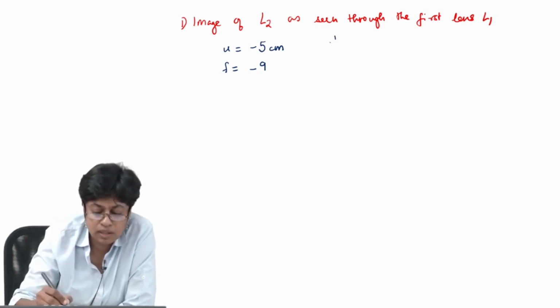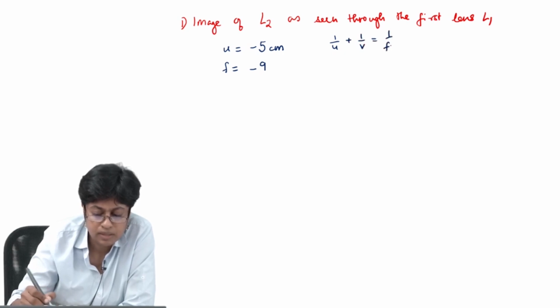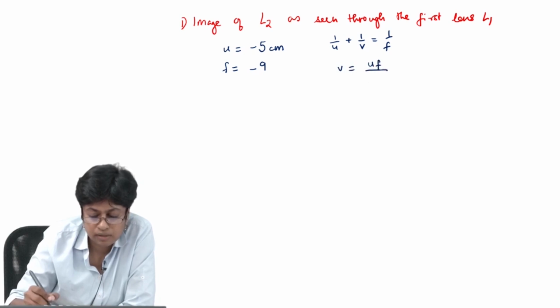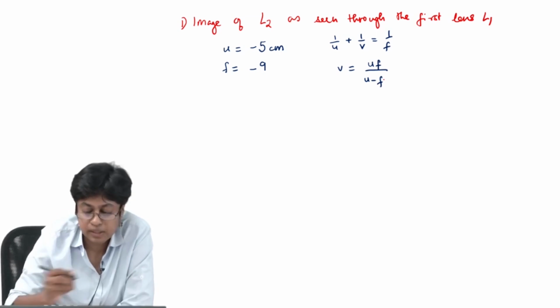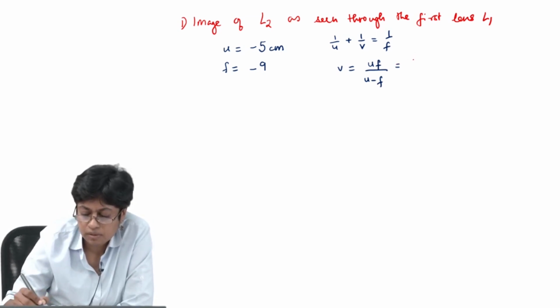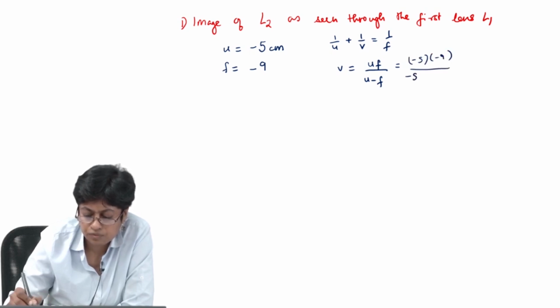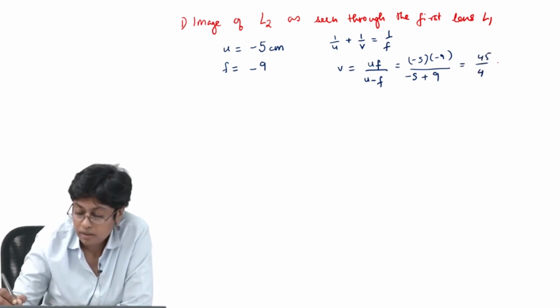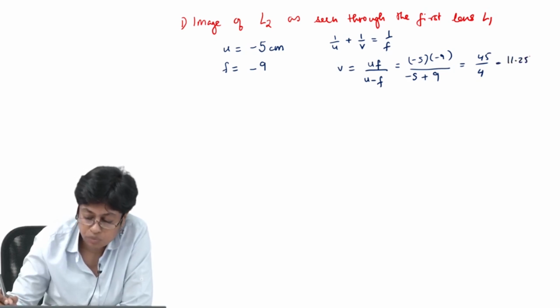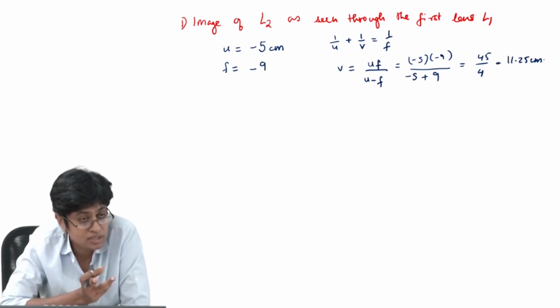Now we are using a very simple Gaussian lens formula, which is this. I want to find out the location of the image, so I can do this. So when I substitute minus 5, minus 9, minus 5 plus 9, I'm going to get 45 by 4. In other words, 11.25 centimeters. This is positive.